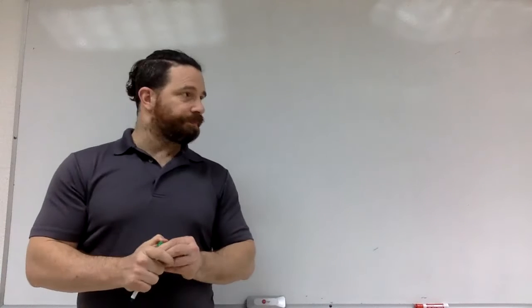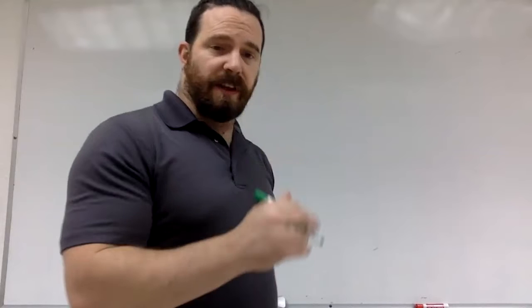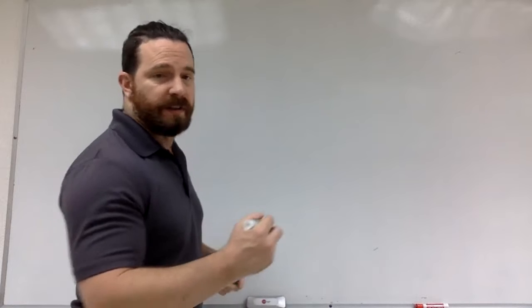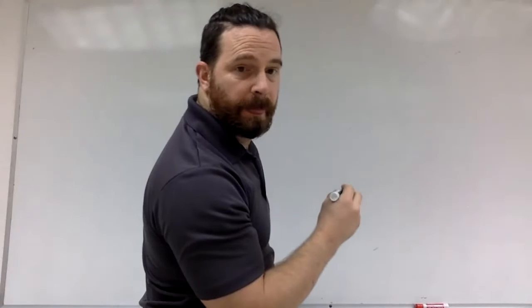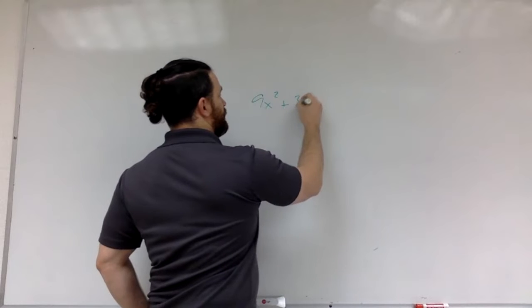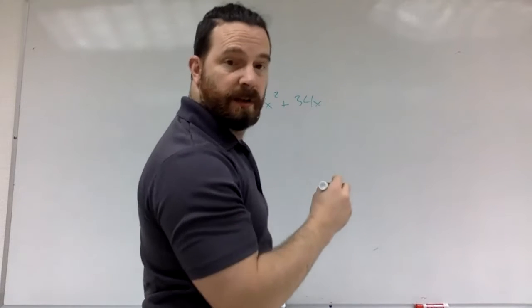All right, so today we're just looking at solving quadratics again, but we're going to start with things that need to be simplified first before you can actually solve them. So if we take a look at your first example, number 1, we have 9x squared plus 34x equal to 8.